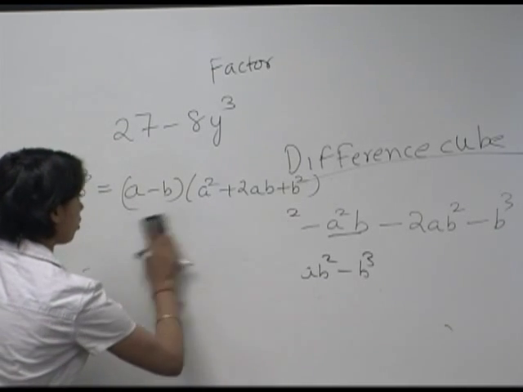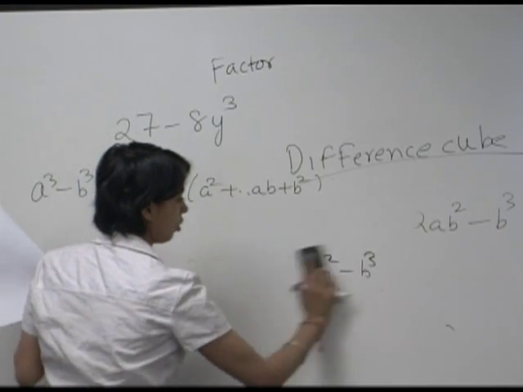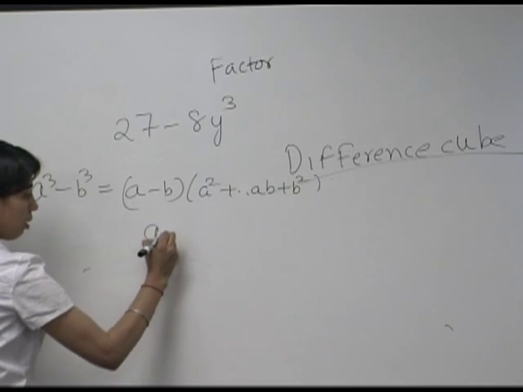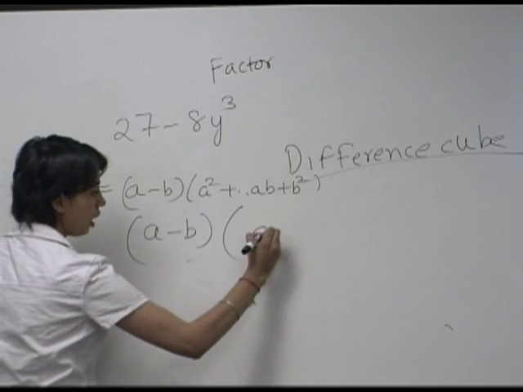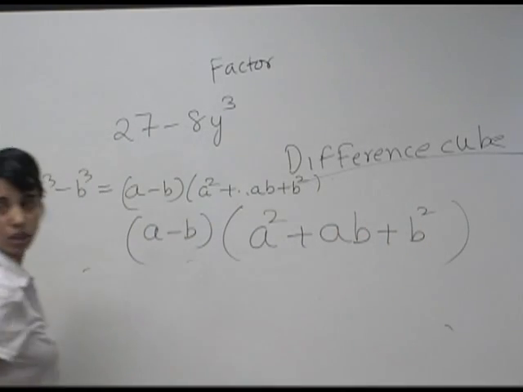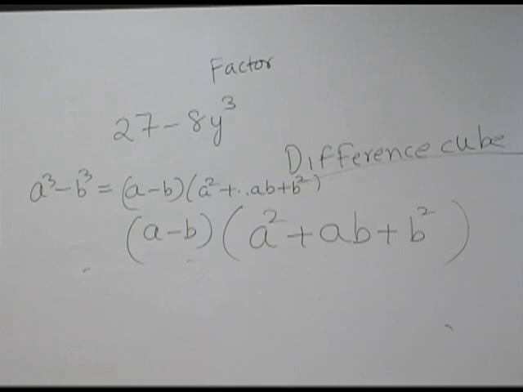What's wrong in the formula is there should be no 2 here. That's the only thing. Alright, so if you don't remember the formula, FOIL it or distribute it and look at it. Make sure you get this side. If you don't get this side, that means your formula is wrong. So always double check. So the formula is a minus b times a squared plus ab plus b squared. Yeah, this one. No 2ab. It's plus ab instead of 2ab.